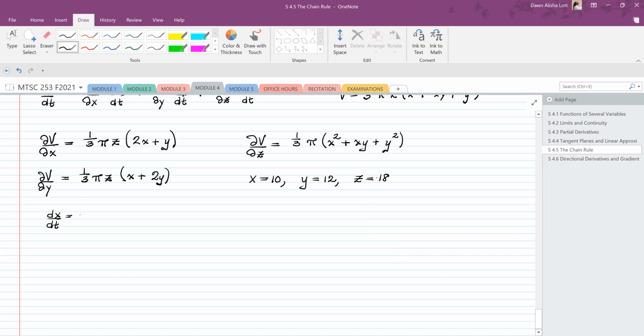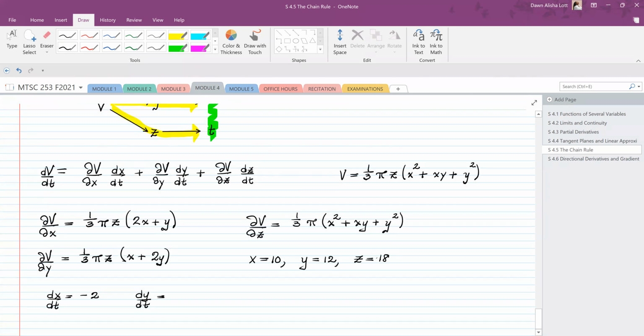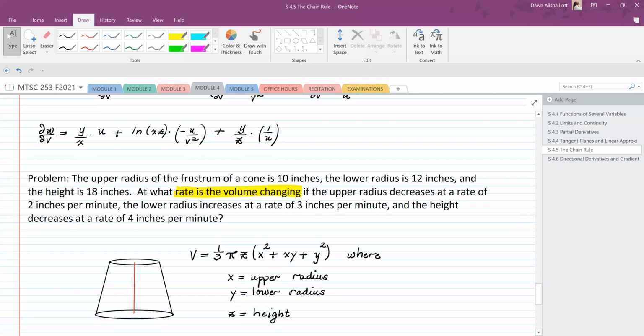So what do I write here? It's decreasing at a rate, -2. So dx/dt is -2. dy/dt is 3, and dz/dt is -4. Good.